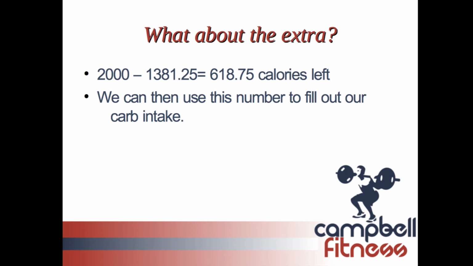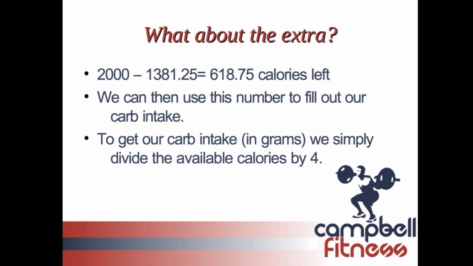We can then use this number to find out what our carb intake can be on this diet. And to get our carb intake in grams, we simply have to divide that number, 618, by 4. When doing that, we get 155 grams. The actual number is 154.69. However, I'm going to round up in this case since I rounded down with my fat intake.